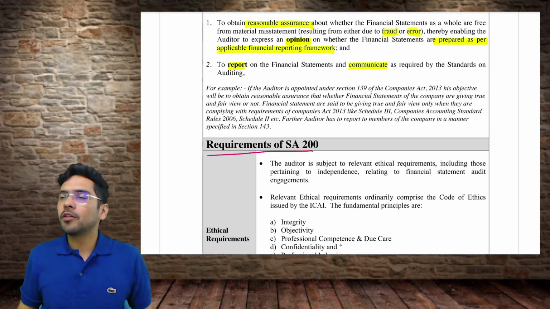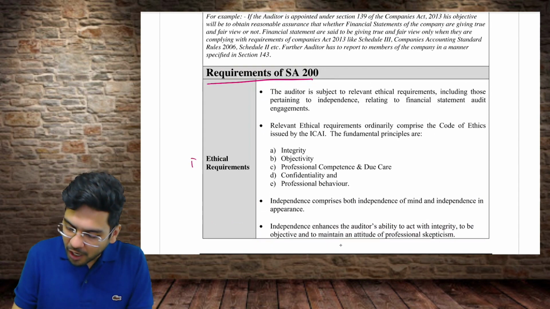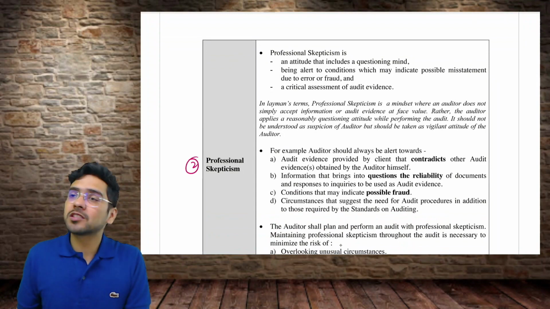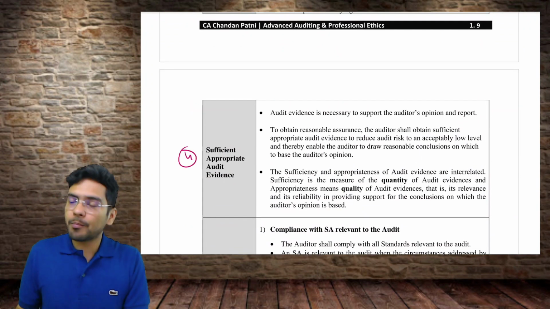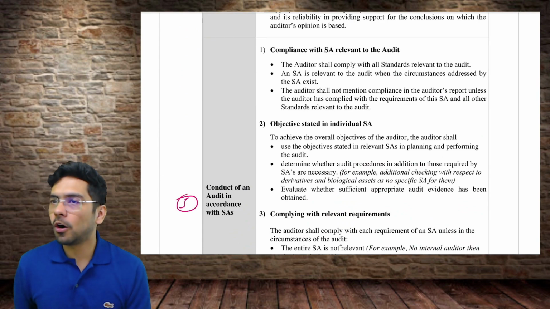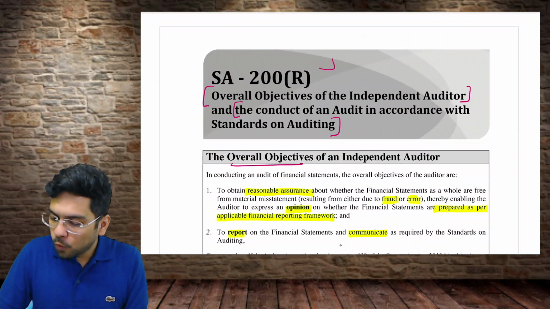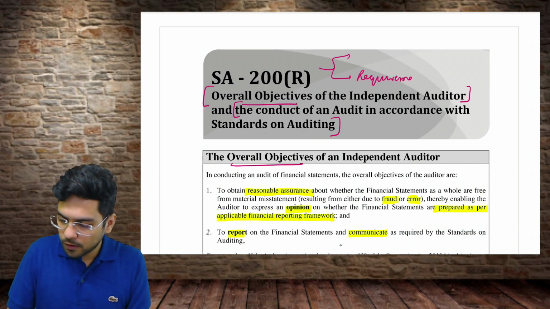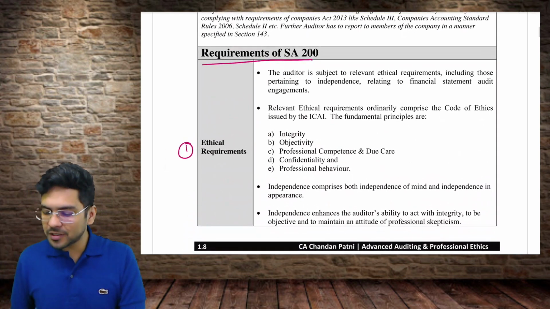Now, what are the important parts? What are the requirements of SA 200? In all, guys, please remember, we have to cover 5 requirements of SA 200. One is ethical requirements, second is professional skepticism, third is professional judgment, fourth is sufficient and appropriate audit evidence, and finally the fifth is conduct of audit in accordance with Standards on Auditing. So there are only 2 topics that you have to primarily cover in this standard: one is the overall objective, and second, the requirements of this standard. How many requirements do we have? 5. Okay, so the first requirement that I'm going to take up is ethical requirements.